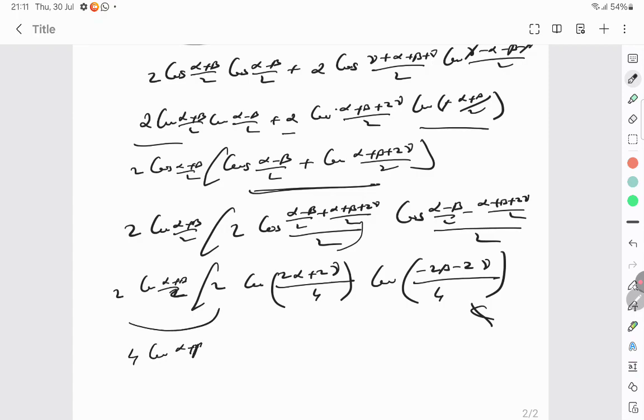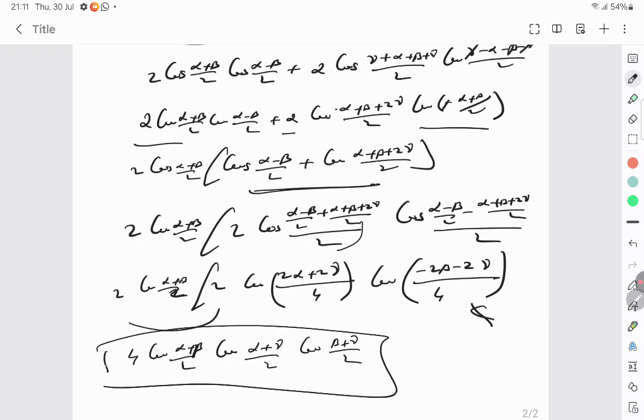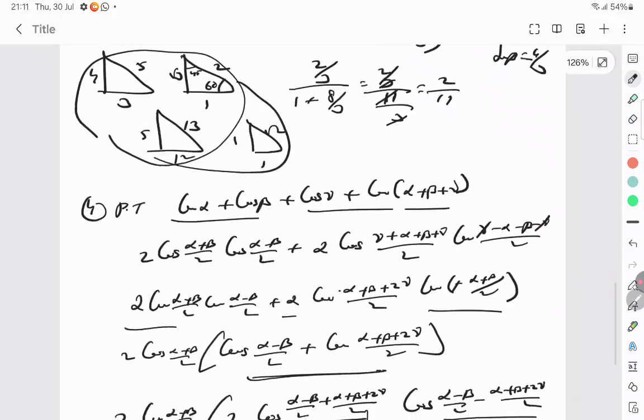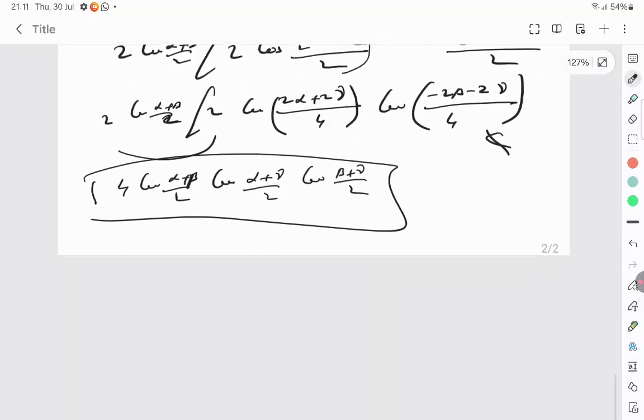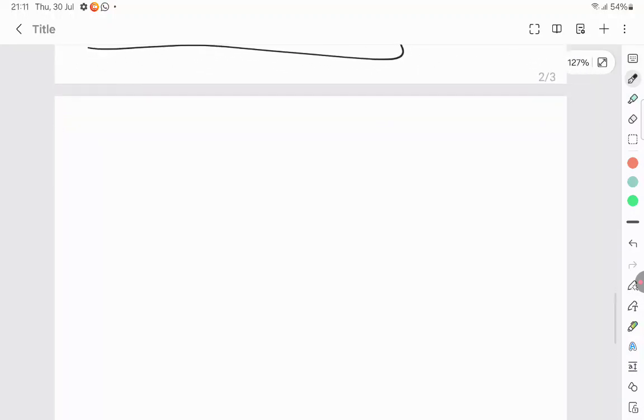Cos of (alpha plus beta)/2 into cos of (alpha plus gamma)/2 into cos of (beta plus gamma)/2, and I think that's exactly what you need to prove in the right hand side. Okay, if you see the PDF, you'll understand that they're asking for the proof only. So let's go to fifth question.